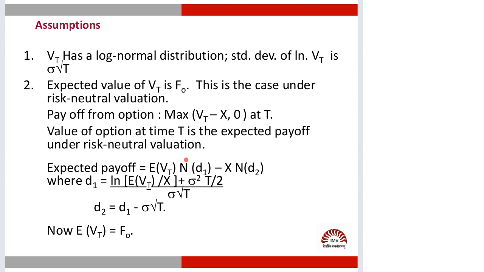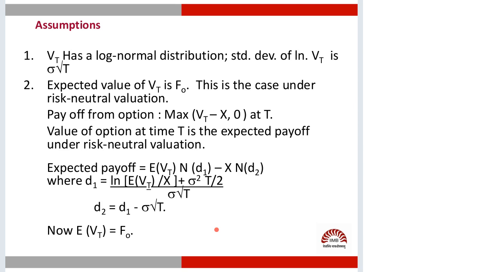So if you look at the equation below that, the expected payoff, this is very similar to what we had in the Black-Scholes equation, except that there you had S_0 and all of that. Now we are looking at the payoff at maturity, which is time T. So instead of S_0, you get the expected value of S_T, which you replace by the expected value of V_T out here, N(d1) minus X N(d2), because remember X is the payoff. When you discount it today, it becomes X e to the power of minus rT, but X is the future value. So essentially it is X N(d2).